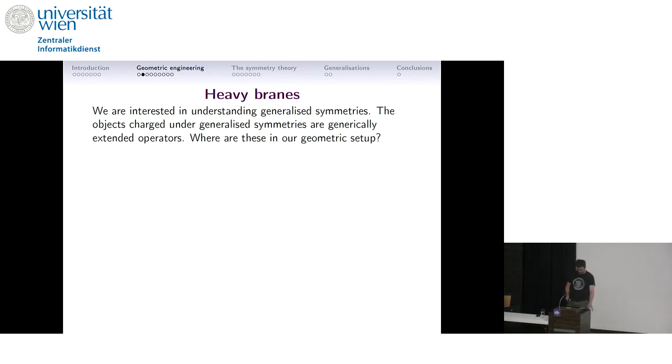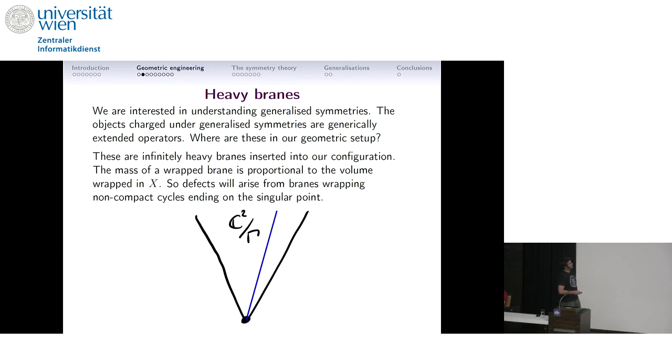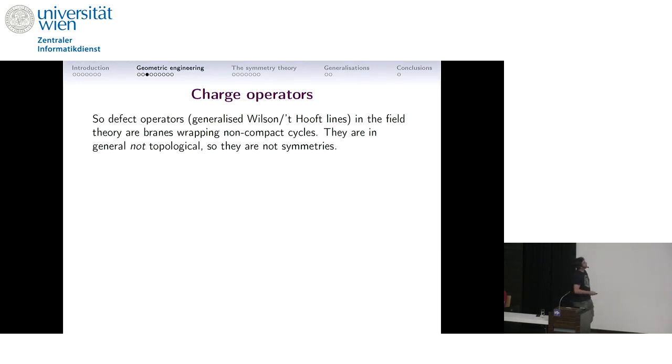Okay, so let's start with the standard discussion. These are generalized symmetries. The objects charged are typically extended operators. So let's try to see where the extended operators are. Well, in this particular case, they are heavy branes, infinitely heavy branes, that look like this. There's a non-compact brane that ends on the singularity. This non-compact brane has infinite mass from the point of view of the field theory, and it becomes a defect, like a Wilson line or a 't Hooft line or something like that. So these are my charged objects under the higher-form symmetry, but they're not topological, so they're not symmetries.